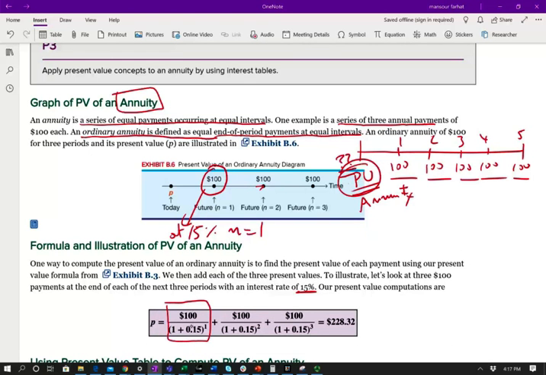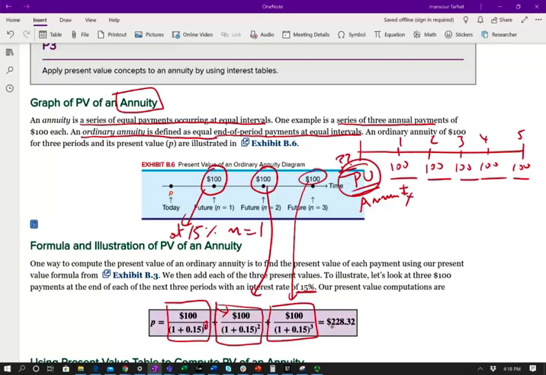We'll take the $100 divided by 1 plus the interest rate raised to the nth power, which is the present value of a single amount. How do we discount this second $100? Well, we'll take $100 divided by 1 plus i raised to the second power. Then we have a third $100. How do we discount the third $100? $100 divided by 1 plus i raised to the third power.